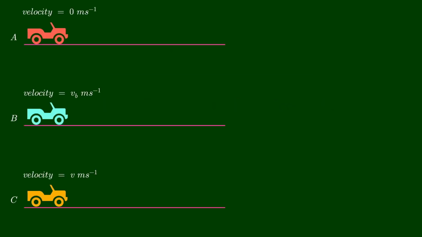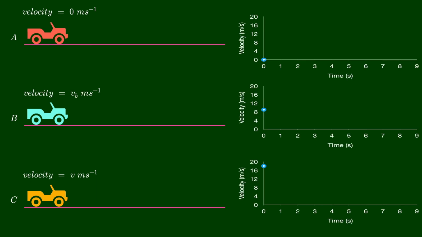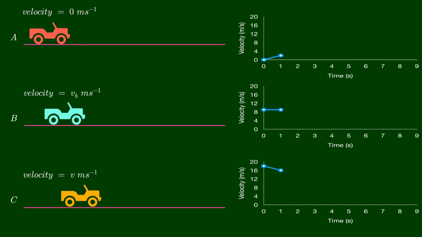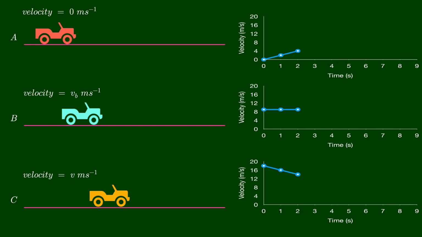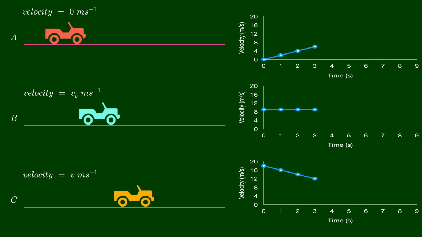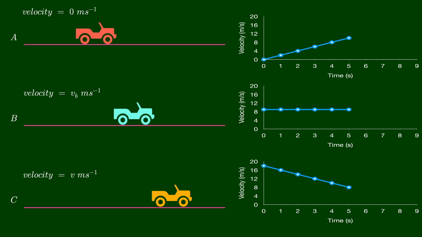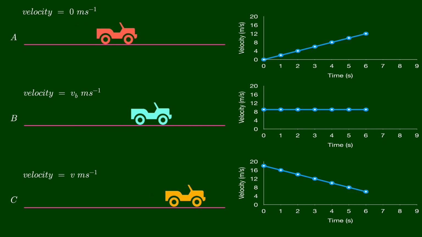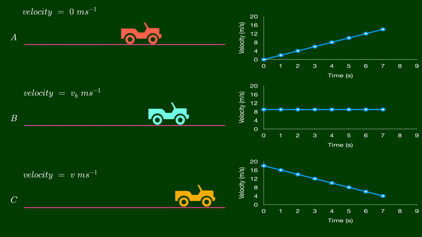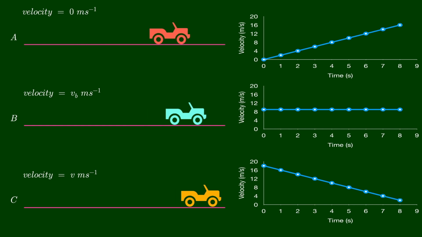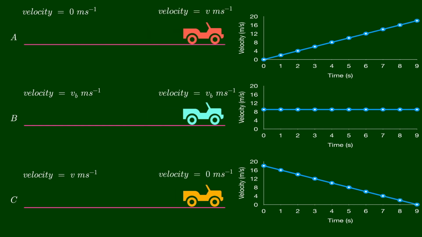These three vehicles move in the same direction. Vehicle A starts from rest and moves with a constant positive acceleration. Vehicle B moves with a constant velocity. The acceleration of vehicle B is 0. Vehicle C moves with a constant deceleration. Therefore, its acceleration is negative. The velocity time graphs show the movement of these three vehicles.